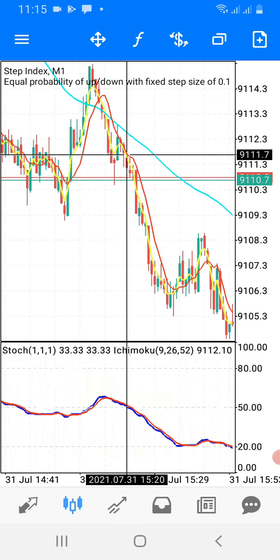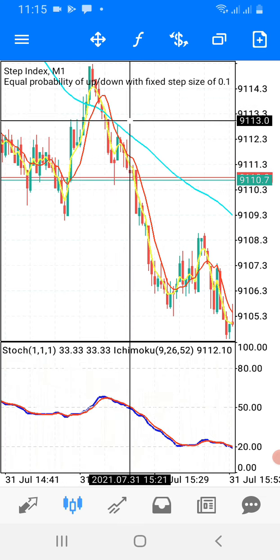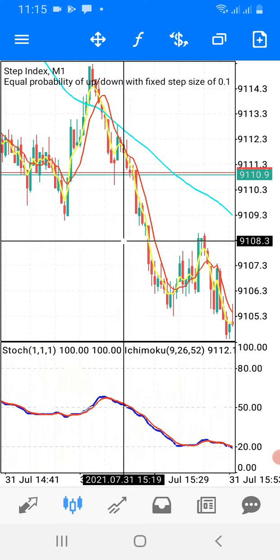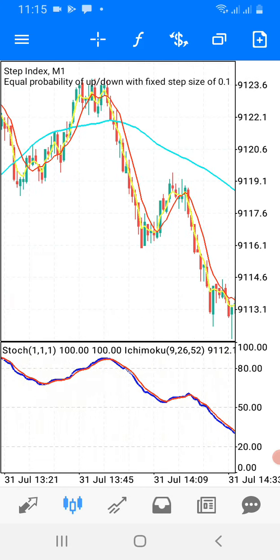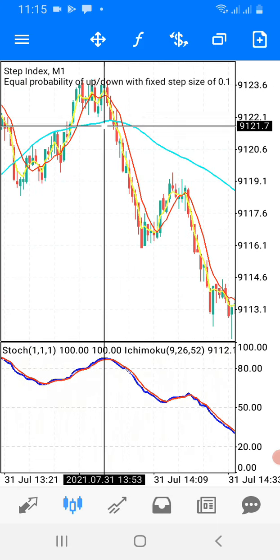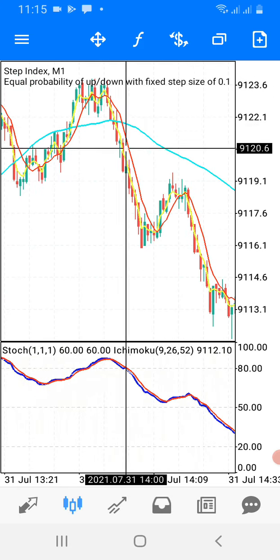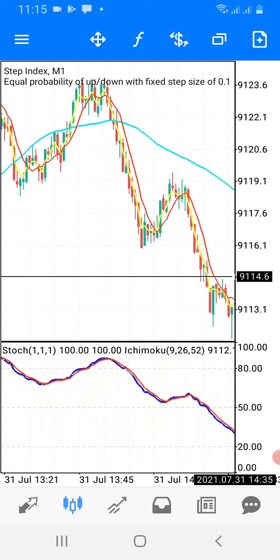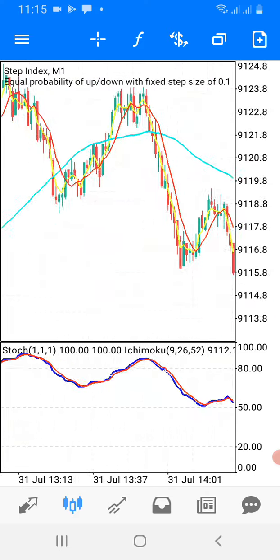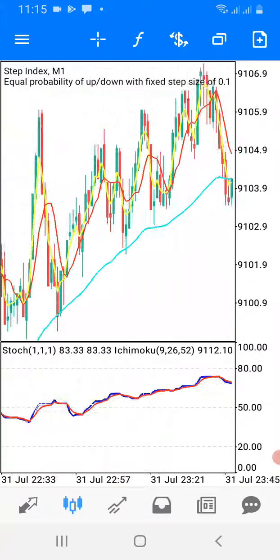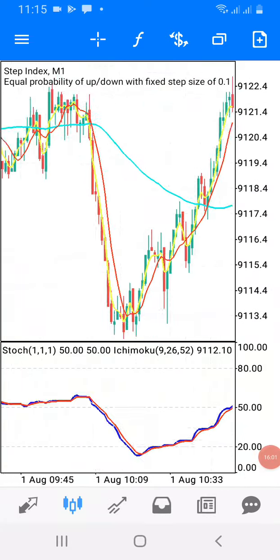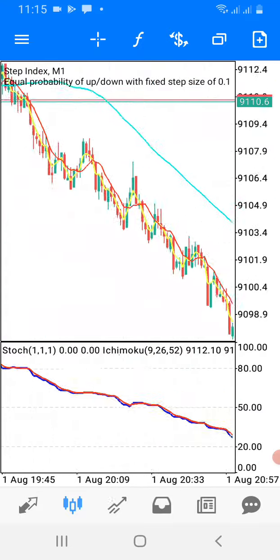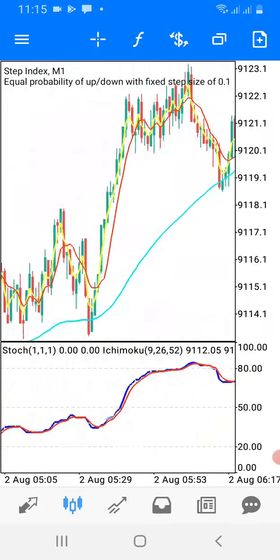Look at the overbought, crossed above. It's a sell. Look, this one, guys, crossed above, and then it's a sell. Powerful strategy. You make money for yourself. Stick to the strategy, guys.